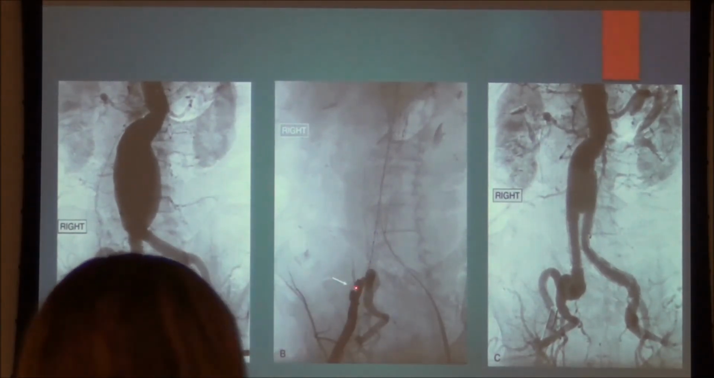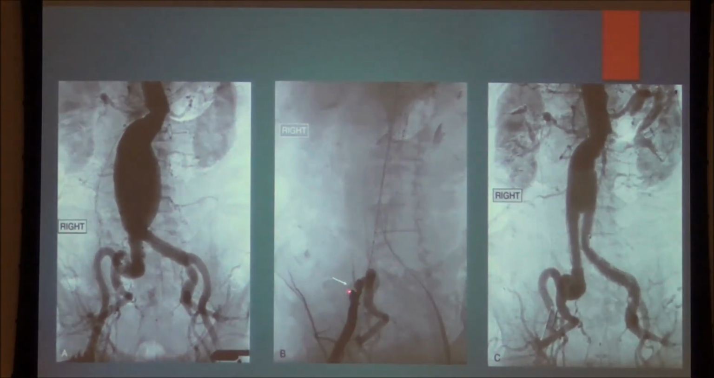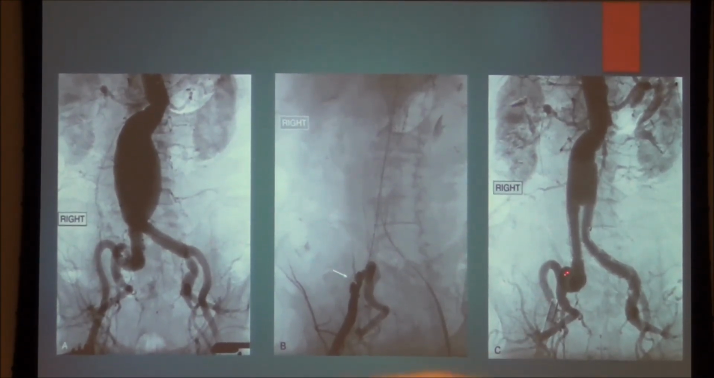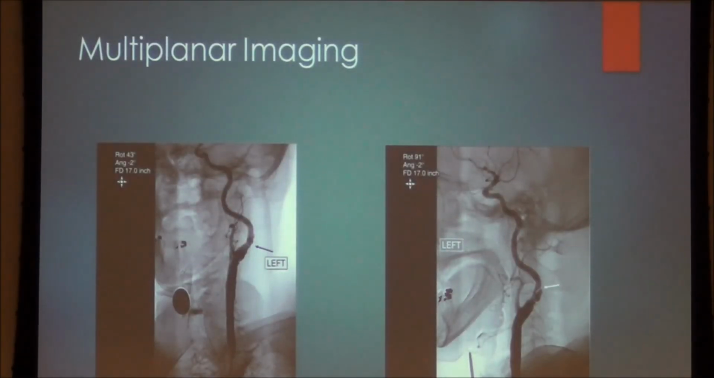You may see some pseudo-lesion. This is not stenosis. This is just because of the stiffness of this wire that bends the artery. After you remove the stiff wires, the angiogram will show that there's no stenosis there. And also multiplanar imaging will help to detect more stenosis if there's any overlapping.